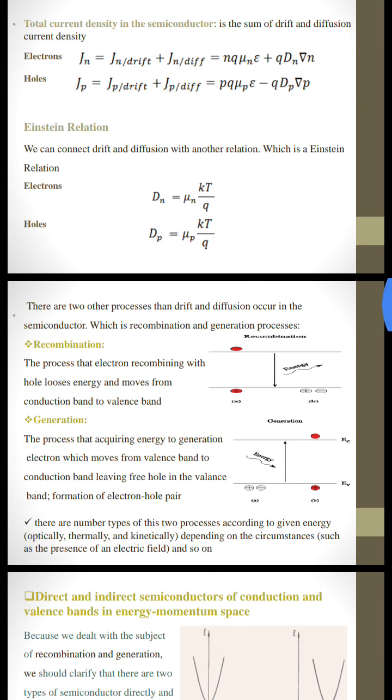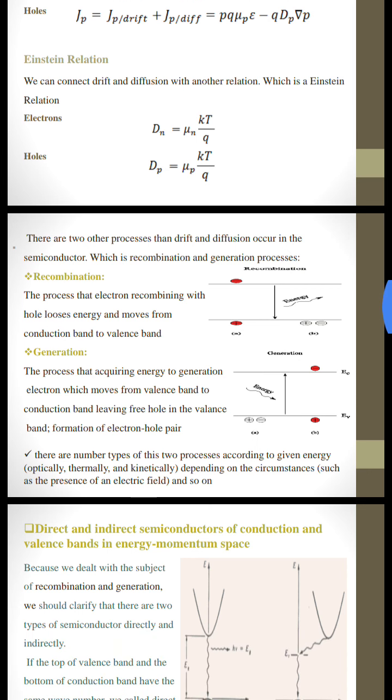There are two other processes besides drift and diffusion that can occur: recombination and generation. Recombination is the process in which an electron recombining with a hole loses energy and moves from the conduction band to the valency band. Generation is the process that acquires energy to generate an electron which moves from the valency band to the conduction band, leaving a free hole in the valency band, forming an electron-hole pair.